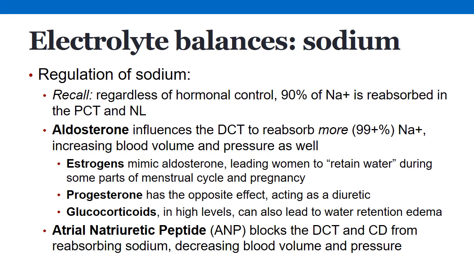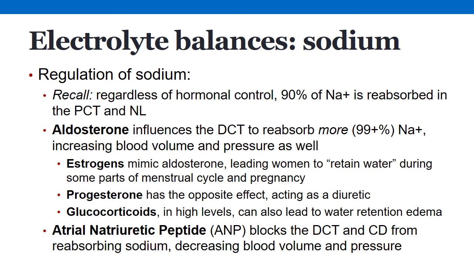Regardless of hormonal control, you may remember that up to 90% of sodium is reabsorbed in the PCT and the nephron loop without any control at all. That just happens automatically. So what we have control over is the remaining 10% of sodium. We can control 10% of the sodium in our blood every time it passes through the kidney.